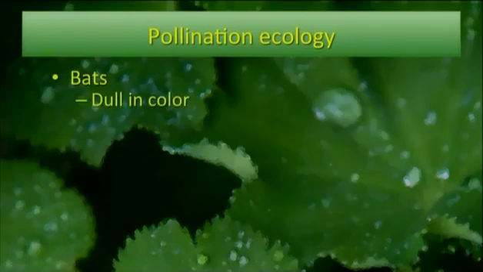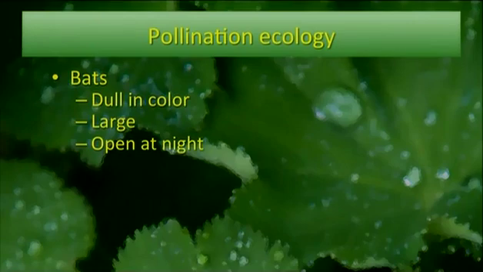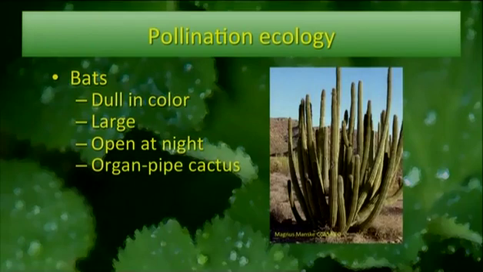Bat flowers tend to be dull in color, large, and open at night. An example of this kind of plant is the organ pipe cactus. It's a nice photograph of a cactus there.